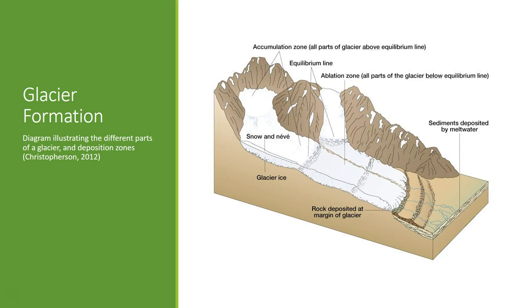Active glaciers have two main components, an accumulation zone and an ablation zone, separated by the equilibrium line. In the accumulation zone, more snow and ice accumulate in the winter than is lost in summer, resulting in a net increase in both. In the ablation zone, snow and ice are lost in the summer at a faster rate than they can accumulate in the winter, resulting in a net loss of material.